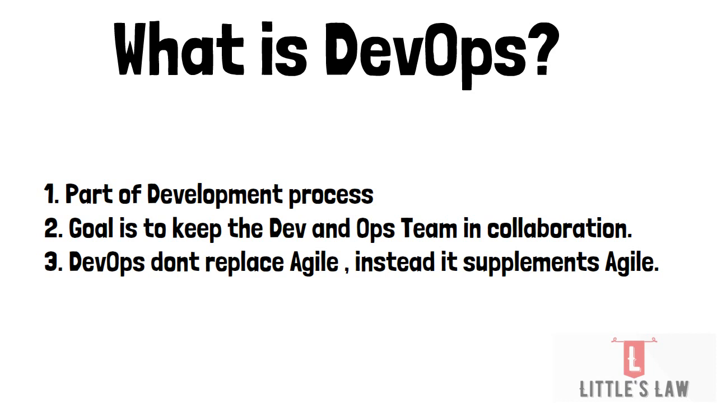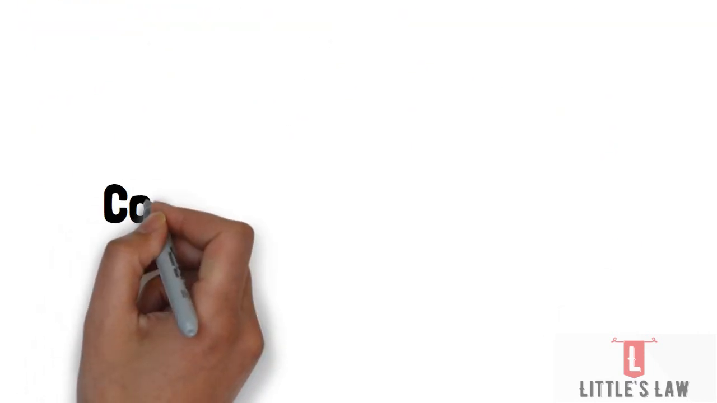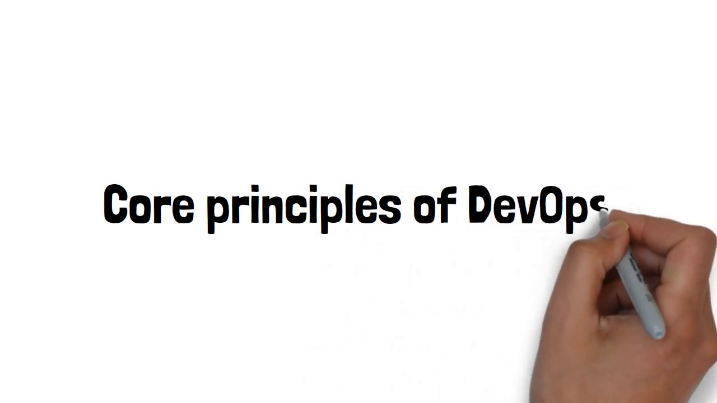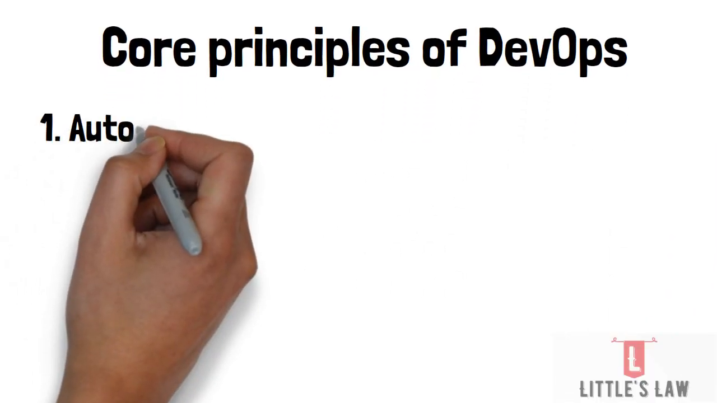DevOps is not a replacement for agile development. Instead, it is meant to supplement an agile process's productivity and efficiency in the long term. So, what are the core principles of DevOps? The first core principle is automation.